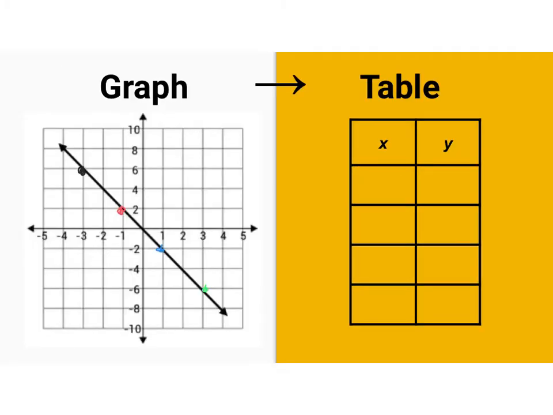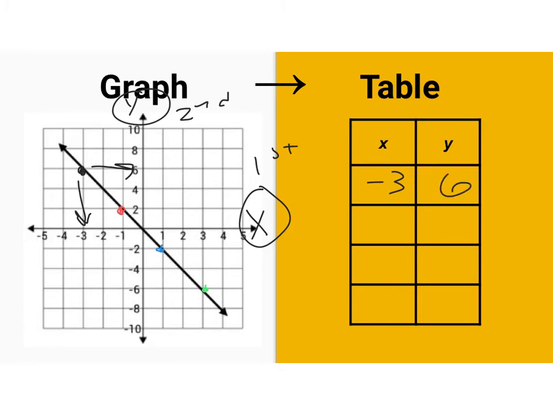All right, so now let's look at this graph to the table. So first we have our black point, and remember, we look at our x value first, and then our y value second, okay? So our x value for this one is -3, and our y value is 6. Now, let's look at our red ordered pair. So our x value is -1, and our y value is 2.